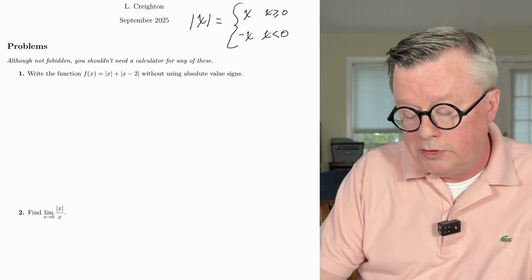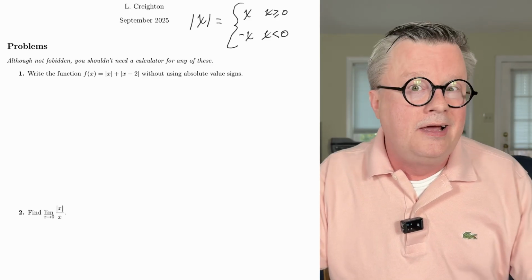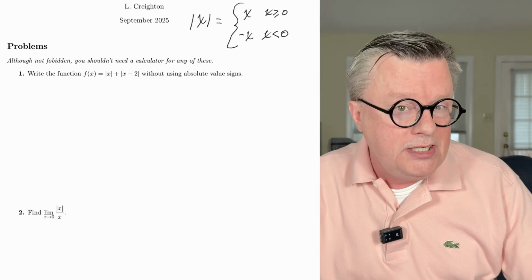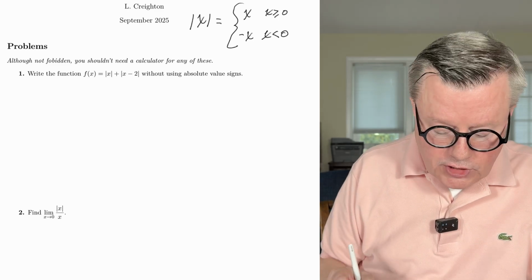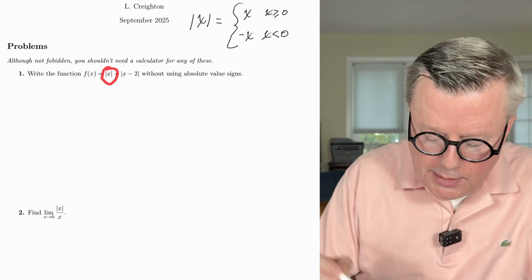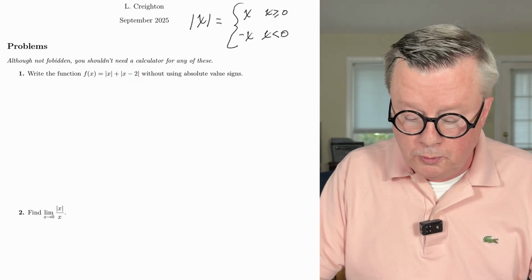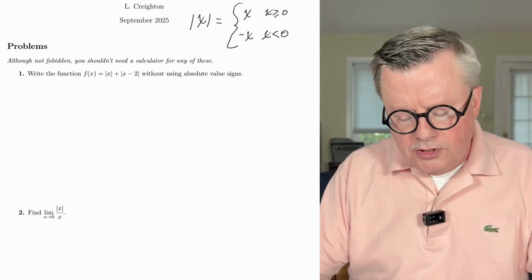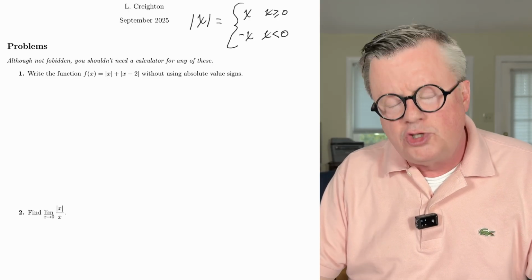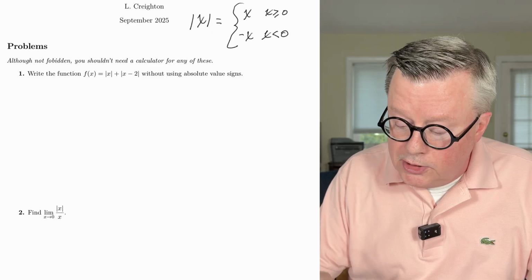Let's look at the first one. It's actually reaching back into your pre-calculus knowledge, and this might be the hardest one on the sheet. We've got a function that is the sum of two absolute value functions, absolute value of x plus absolute value of x minus 2. All right, so to write this without using absolute value signs, I'm going to use this secret that I just gave you.